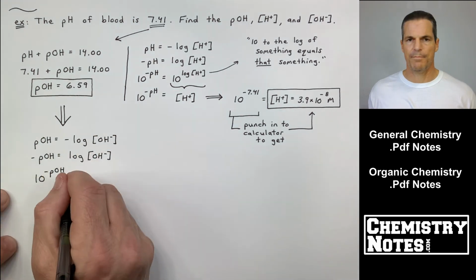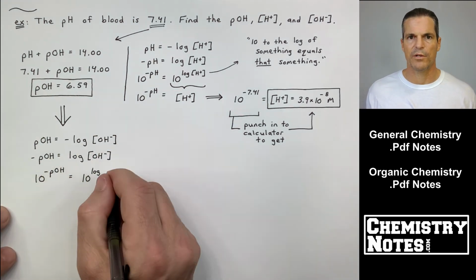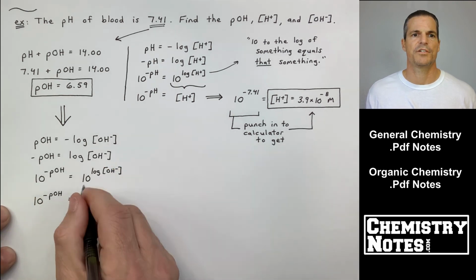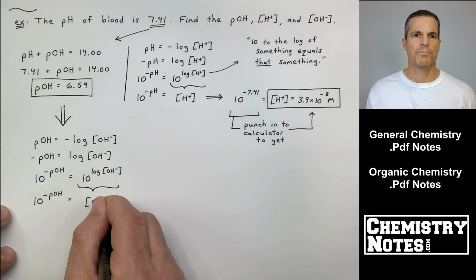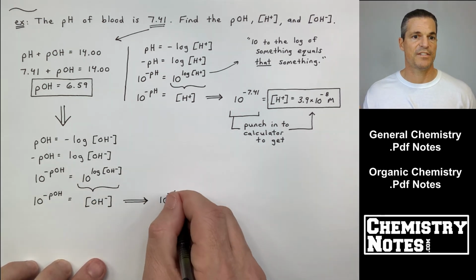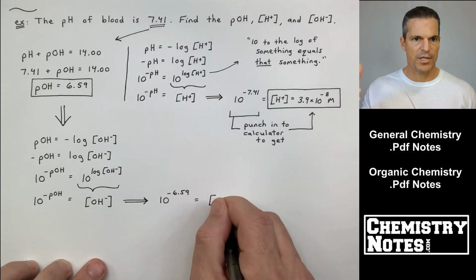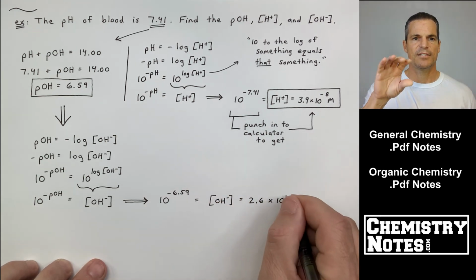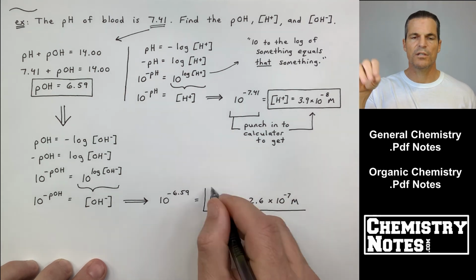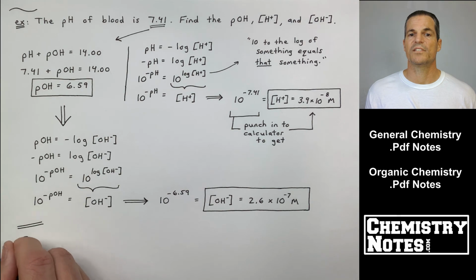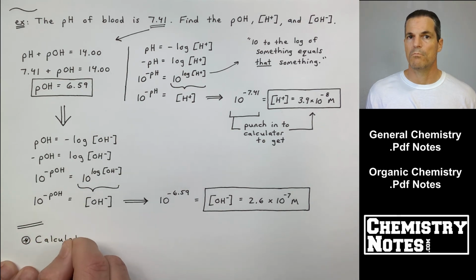Let's go back to my pOH and do the same route I just did with the pH to find my OH minus concentration. If you go pOH equals minus log of OH minus and then whittle it down, you finally come up with 10 to the minus pOH equals my OH minus concentration. Again, 10 to the log of OH minus is just OH minus. And that gives me a value of 2.6 times 10 to the minus 7 molar.